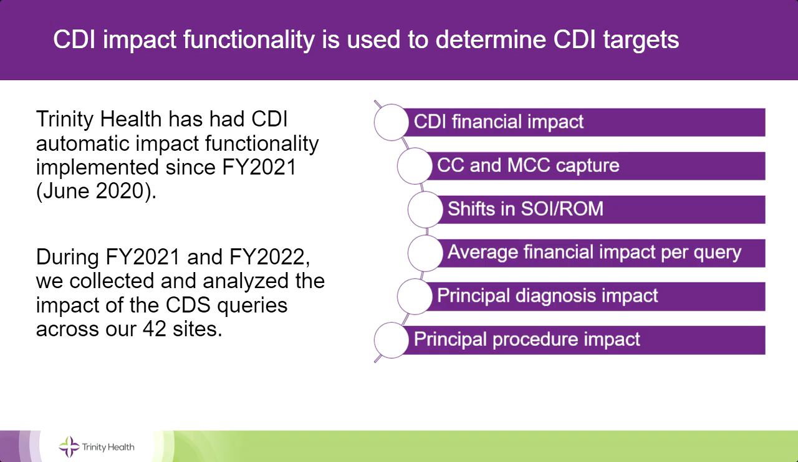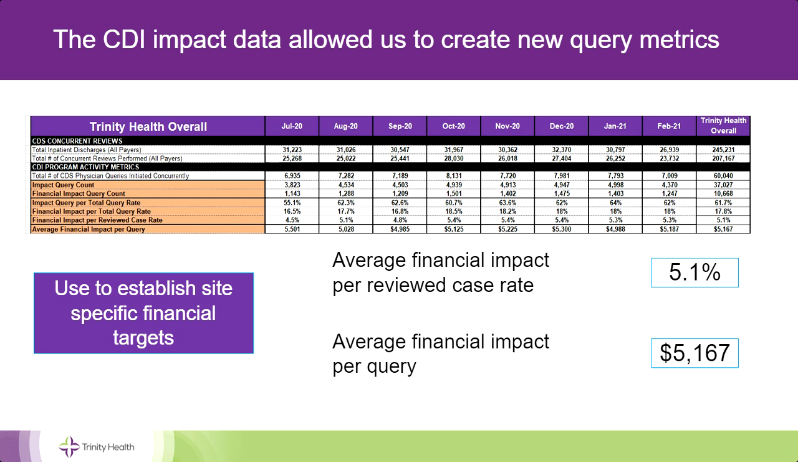And we have been collecting this data for quite a while, so we were really able to leverage some of that to create new metrics that we looked at. So we looked at our impact query count, so how many queries did have an impact, how many queries had a financial impact, and then we looked at our impact query per total query rate, and then we looked at our financial impact per total query rate, and then the key thing that we looked at was our financial impact per reviewed case, and then our average financial impact per query.